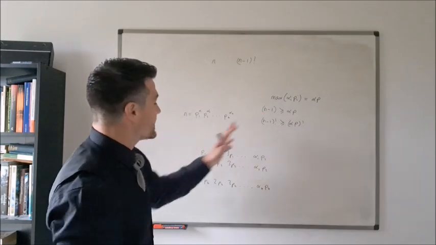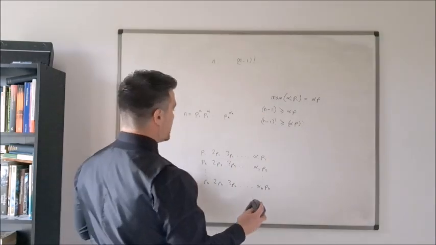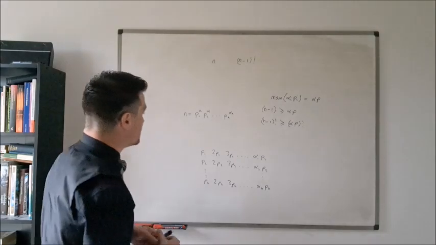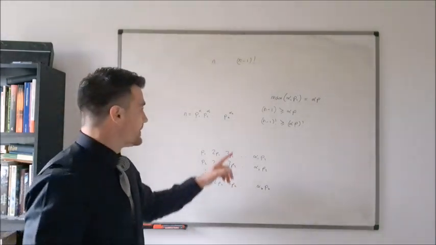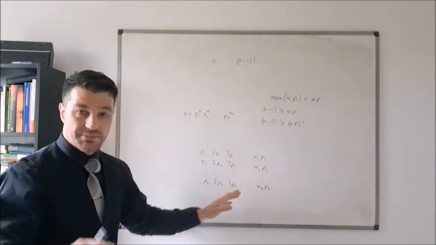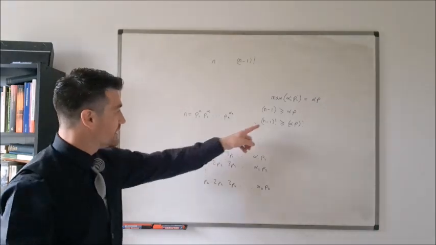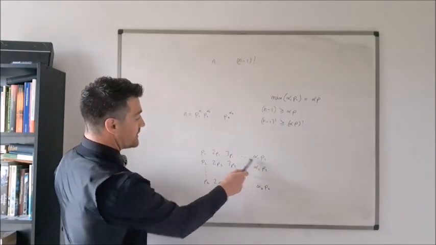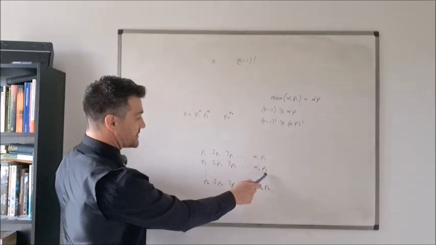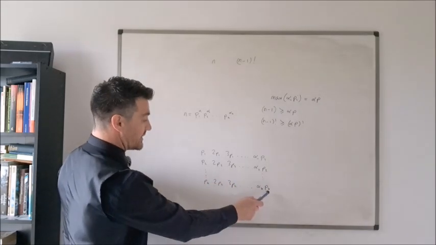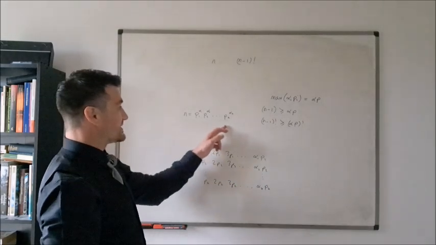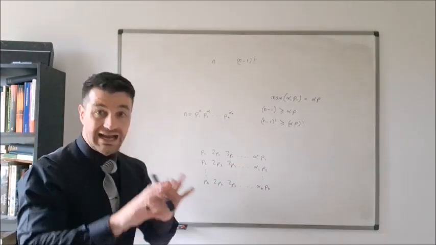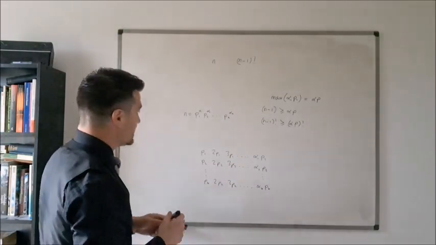Okay, what would I need to show? And by the way, all of these numbers appear as a factor in alpha p factorial. That means that there's going to be alpha 1 factors of p1, alpha 2 factors of p2, alpha k factors of pk, which means that n will divide n minus 1 factorial. That's the whole idea behind it all.